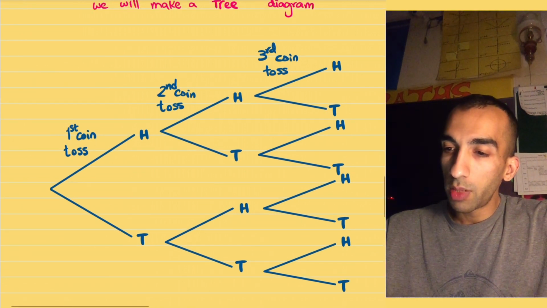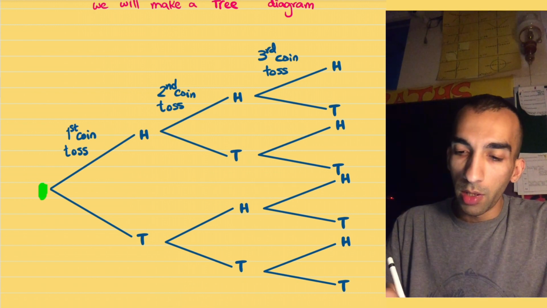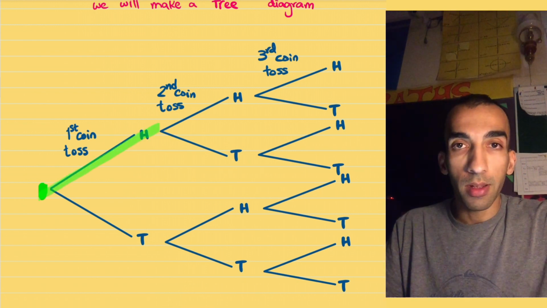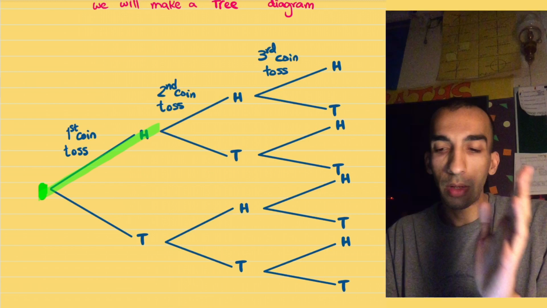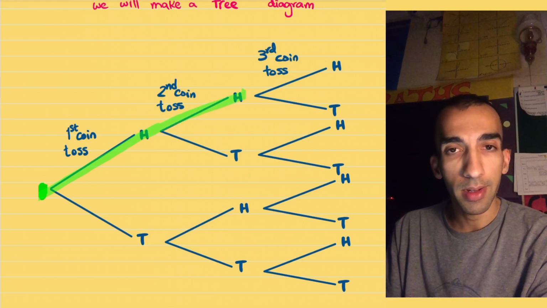So imagine this is where the movie starts. This is where you've decided to toss a coin. You toss the first coin, you get a heads. Your movie has almost gone around 30%. What happens in the second part of the movie? You toss another coin, you get a heads.